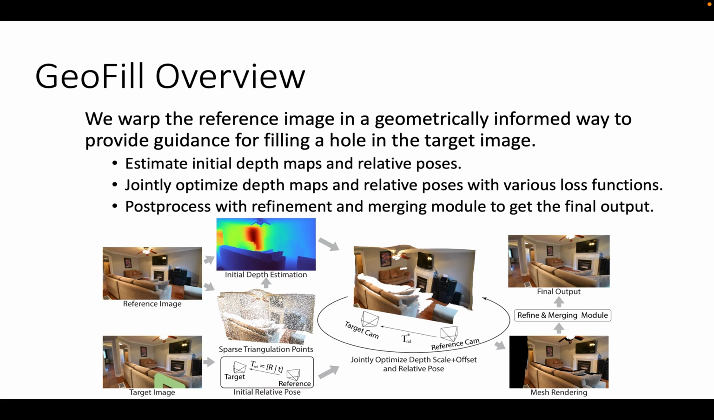In this slide, we provide an example of our GeoFill. Given a target image, a hole mask, and a reference image, we warp the reference image in a geometrically informed way to provide the guidance for the painting. Specifically, we first estimate initial depths and the relative pose. Then we jointly optimize these two values. We warp the reference image with optimized parameters and post-process with refinement and merging module. We will talk about the details in the following slides.